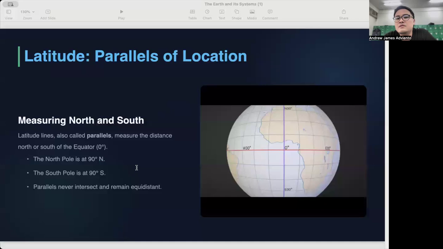Think of latitude lines like the rungs of a ladder. They are parallels because they never touch. We start at 0 degrees, that's the equator, and count up to 90 degrees north or down to 90 degrees south. So latitude tells us exactly how far north or south you are from Earth's belt line.